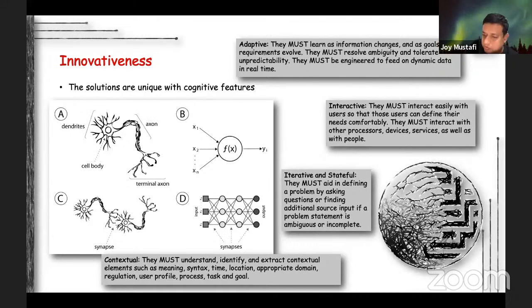So again, this comes from finite state automata, and I'm not going through the ANN algorithm here. I think there are 100 different videos where they describe this is the axon, this is the dendrite in the real brain, and this is what we are doing, like the input layer and output layer, or hidden Markov model. But these are all available on the internet. You go and study. What I want to say here is these points: adaptive, interactive, iterative, stateful, and contextual.